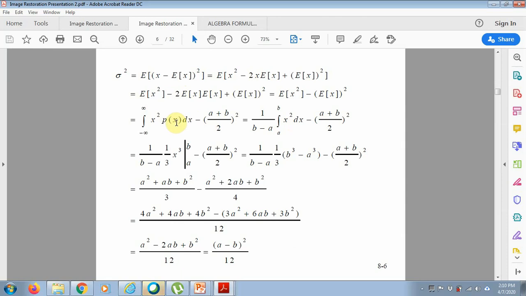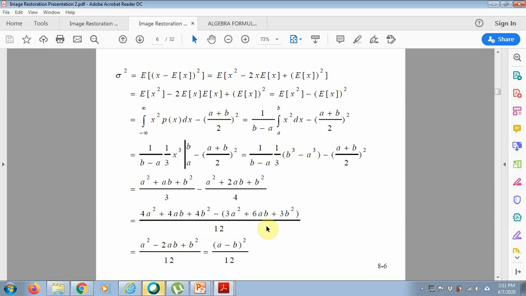So 1 upon b minus a will come out common, and then you will be left with only the x square function with dx. And you know the formula for the integral of x square dx is x cube divided by 3. You will keep the constant 1 upon b minus a, times 1 upon 3, that is x cube divided by 3, evaluated as b cube divided by 3 minus a cube divided by 3.